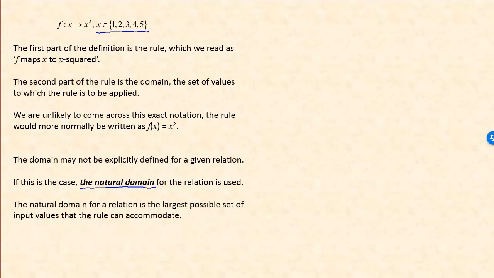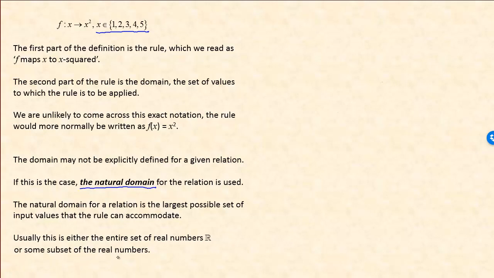The natural domain for a relation is the largest possible set of input values that the rule can accommodate. Usually this is either the entire set of real numbers, the real numbers are given this symbol here, the double-barred R, or some subset of the real numbers.